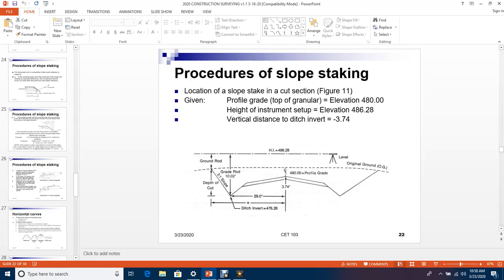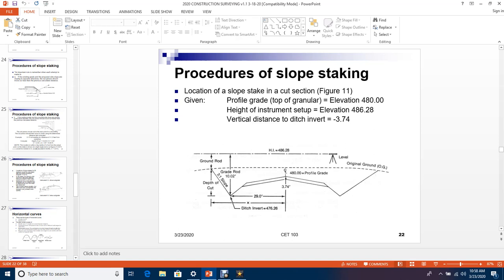Welcome back, everyone. Now we are going to take off from where we left off in the last slide, where we had already gone out to 41 feet and determined that 41 feet is the right location, and we are currently at 35. So now what we're going to do is send our rod person out further.